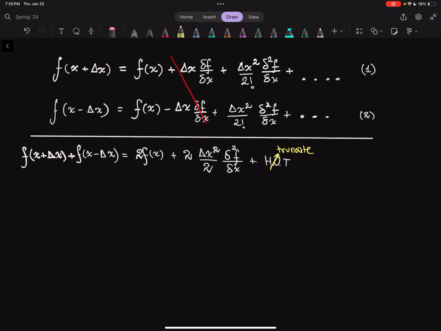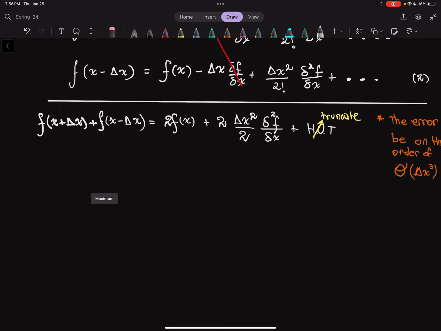And keep in mind that we will have an error. So the error can be quantified on the order of, and this is how you say it, delta x to the third, the highest order term that didn't get included. But now, this is like having 0 here at this point. Now we can solve for our second derivative.